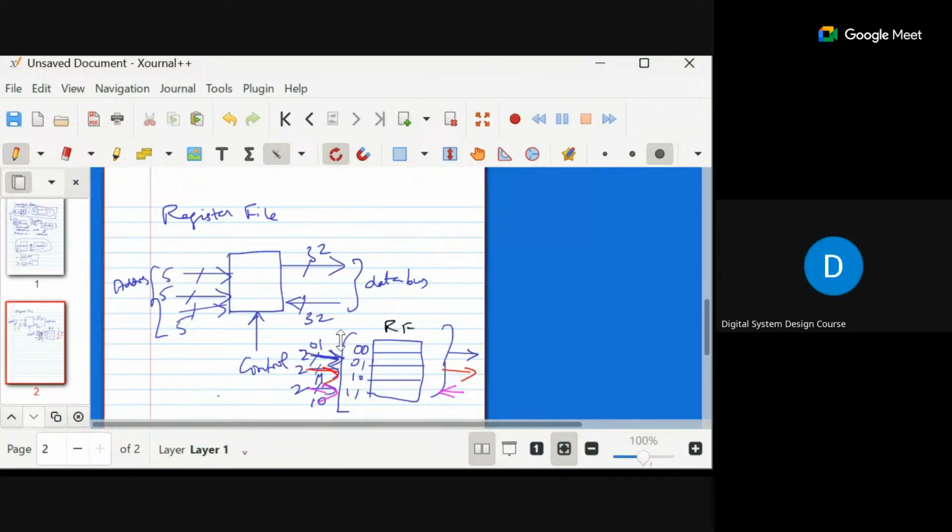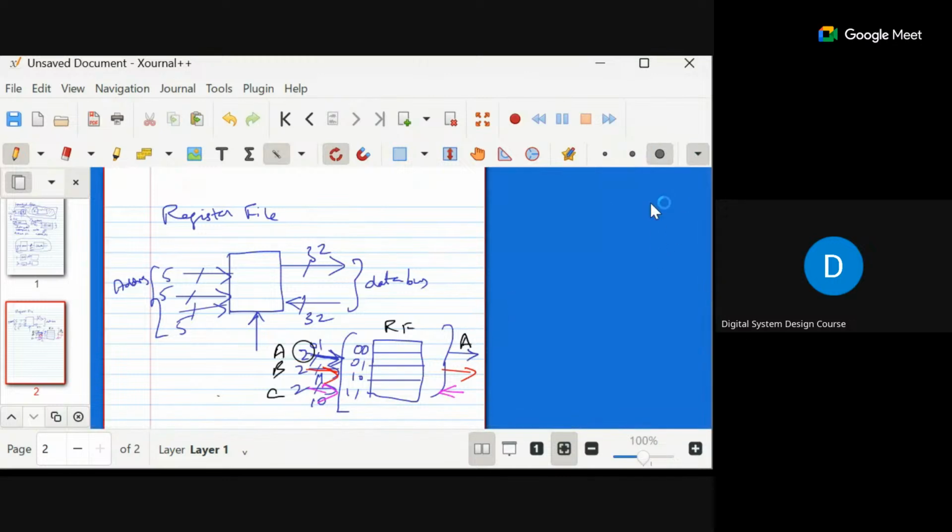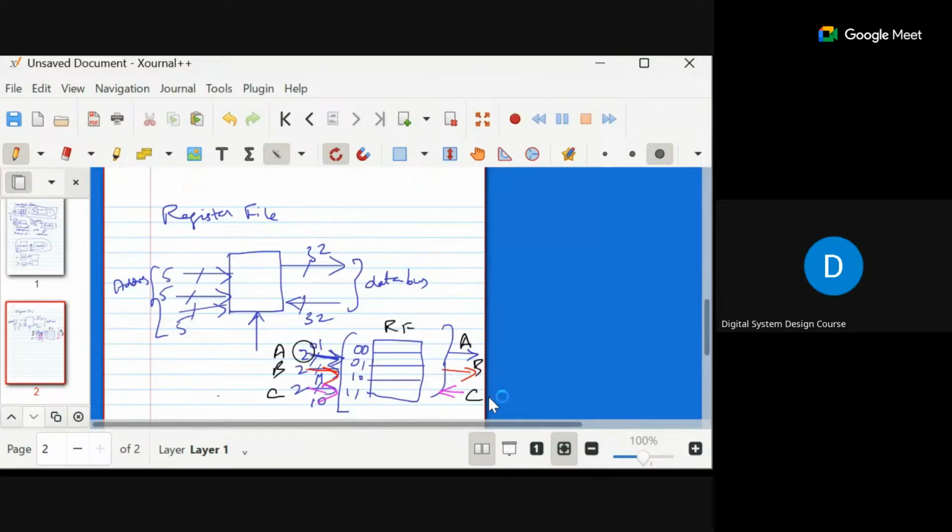And I have dedicated one line. Maybe I can label this line as A line, this as B line, this as C line. All A, B and C lines are 2-bit lines. For a particular A line value I get the output for this line, based on the B value I get the B output here, and based on C I can either read or write something. Is it okay?